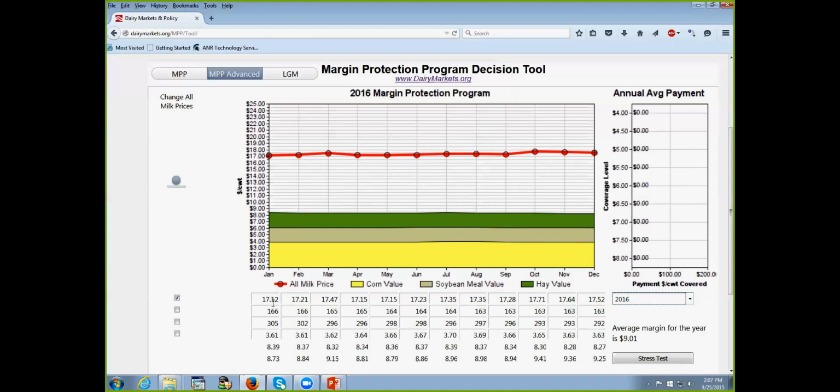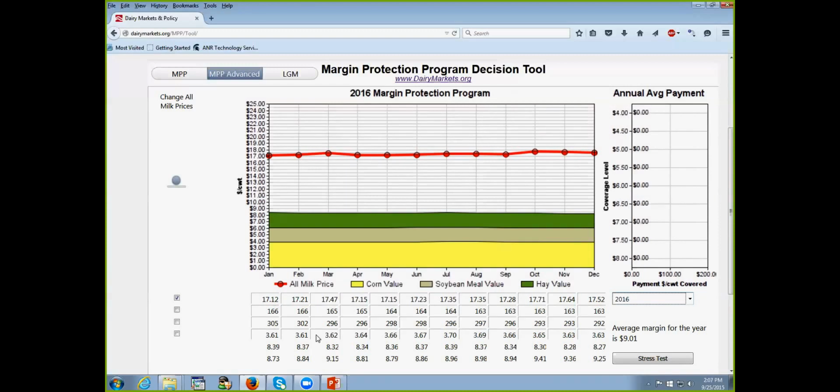So this is January of 2016, 17.12 milk price, 8.39 feed cost. Take 8.39 away from 17.12, you get 8.73 as a projected margin. So there's your margin each month if you want to see it. Of course, keep in mind that the actual dairy production margin will take the simple average of these two. So 8.73 and 8.84 is going to be 8.785.